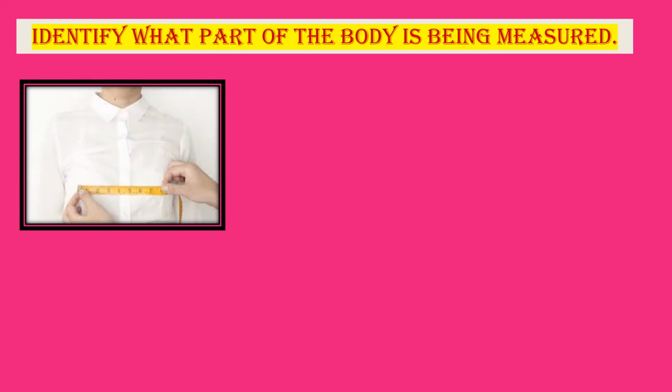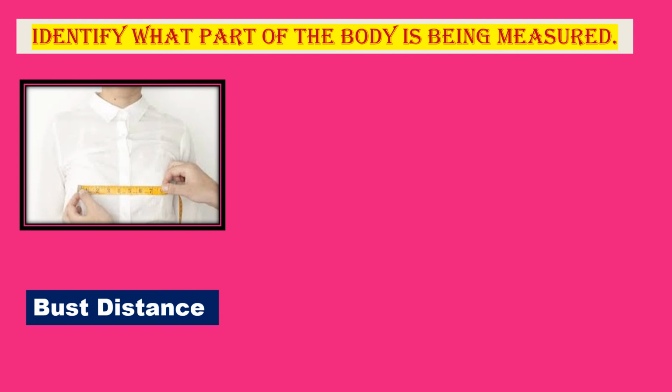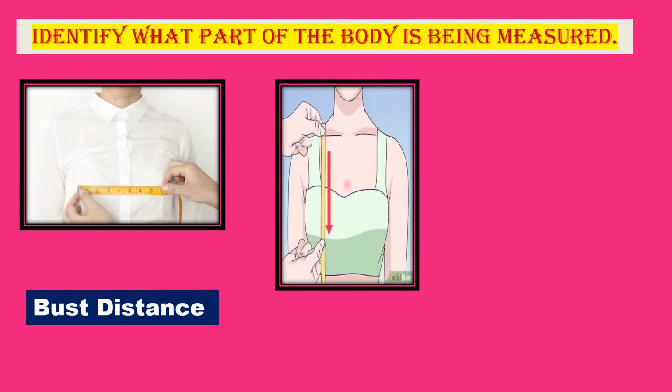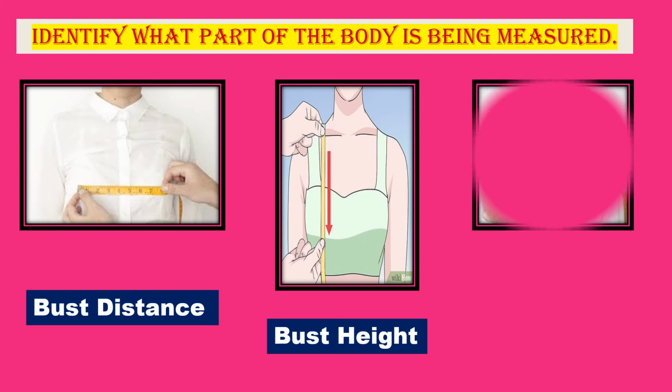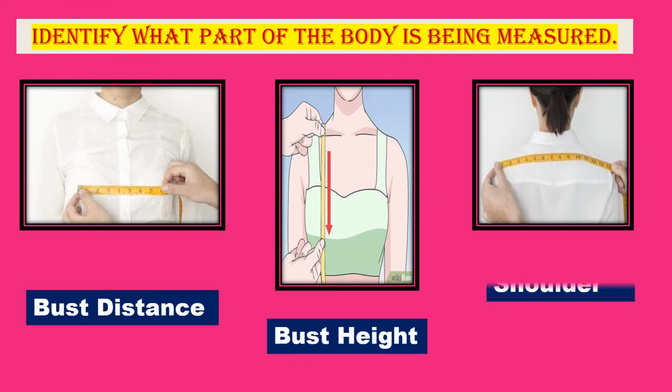Okay, next picture. What do you think? What part of the body is being measured? Okay, that is bust distance. Next picture, yes, that is bust height. So bust height is an example of vertical measurement. Then the next picture, okay, that is shoulder. So shoulder is an example of horizontal measurement.